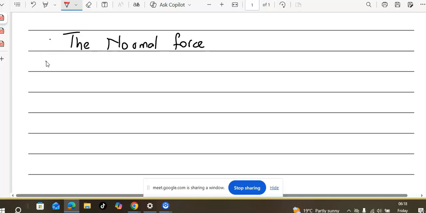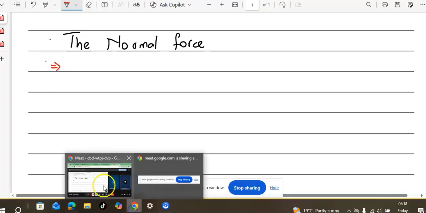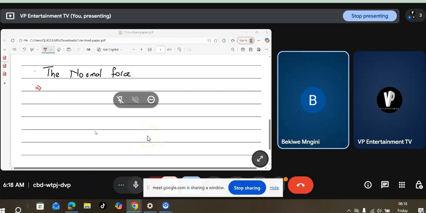So now, what is the normal force according to your understanding? Basically, you know how there's a gravitational force, right? The gravitational force is the pull that pulls the object down. Exactly. So for me, the normal force is the force that the surface exerts on the object. Exactly. Thank you very much.